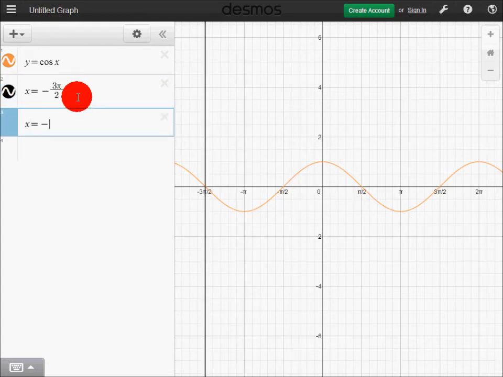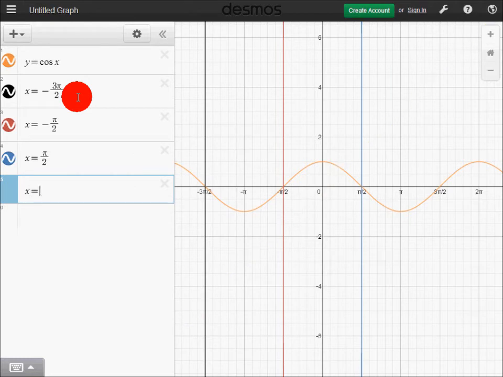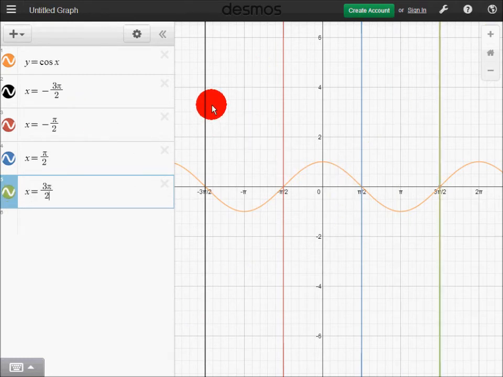Let's put one at negative pi over 2. Let's put one at pi over 2. And let's put one at 3 pi over 2. All right, so you've got some vertical asymptotes. So secant is not going to touch these asymptotes. They're going to be infinity or negative infinity.